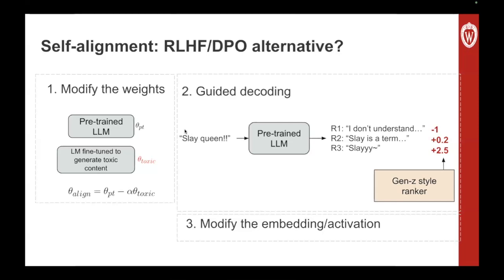These two are way cheaper than human preference data in RLHF, but there's still a little bottleneck. In the first one, we still need to fine-tune the LM using a separate dataset that we want to get away from. And in the second one, we still need to train a separate ranker or heuristic to guide the decoding. We focus on the third method, which I'm going to explain: modifying the language model in the embedding or activation space.